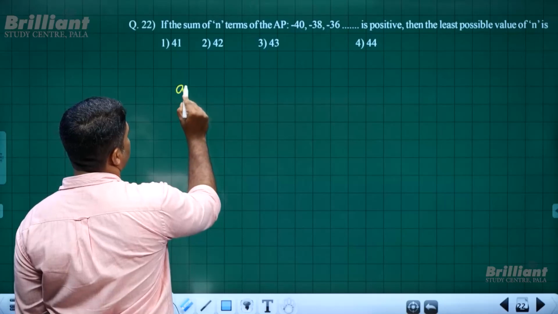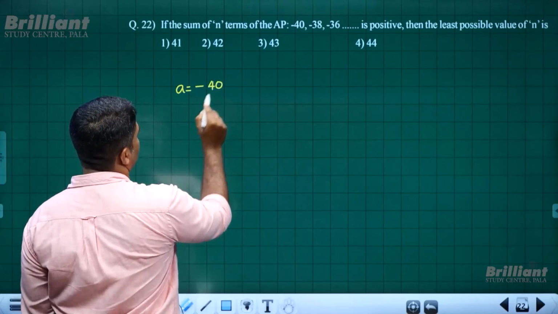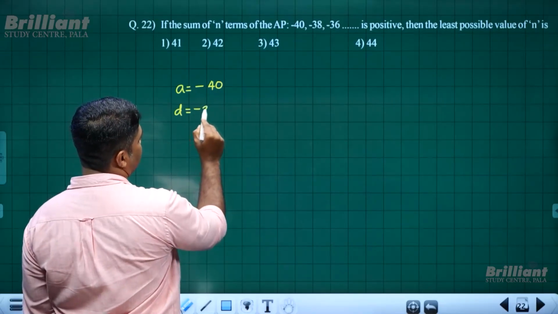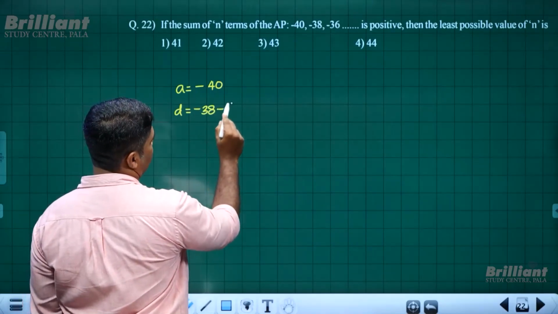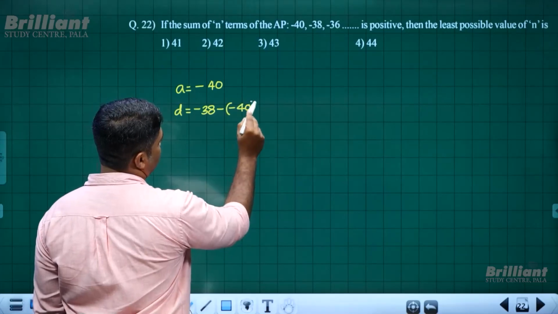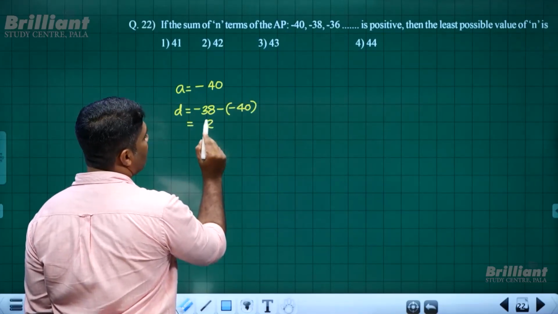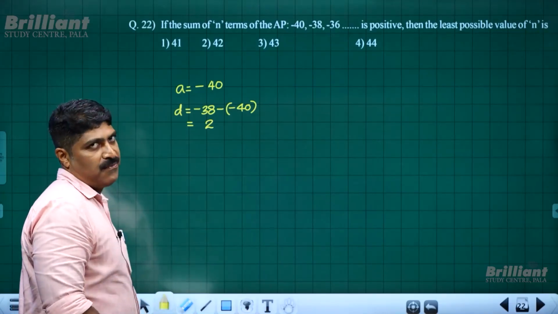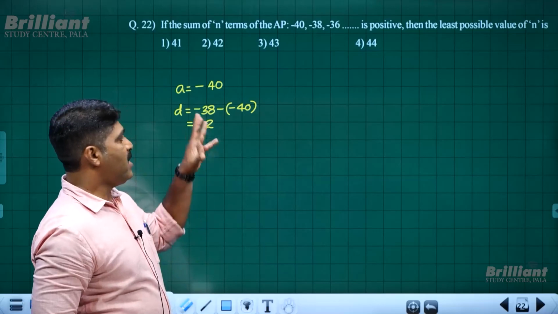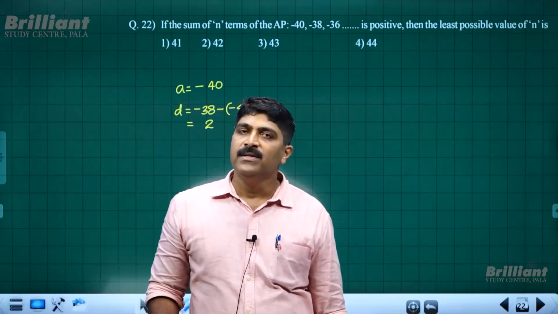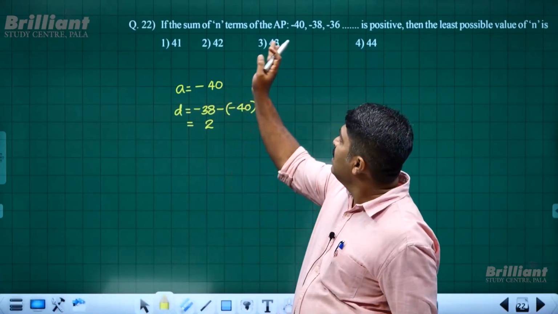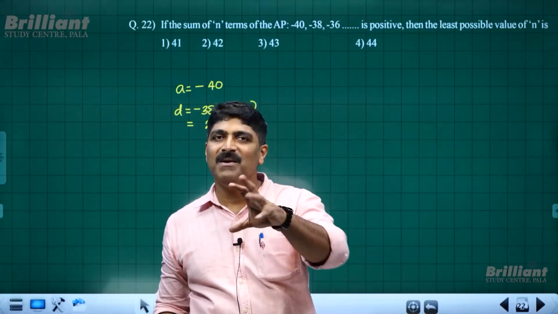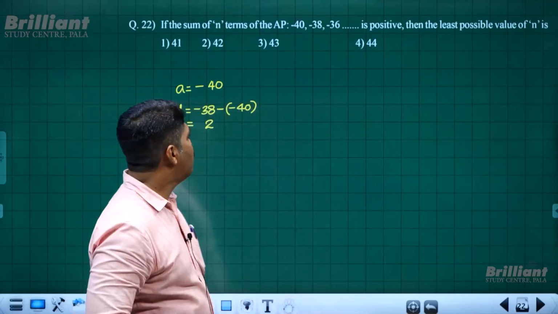Therefore, what is the first term of this AP? That is minus 40. And what is the common difference here? The common difference is the second term minus the first term, minus 38 minus minus 40, so that is equal to 2. Instead of doing the operations like this, you don't want to be too conventional for finding these values. Only for explanation purposes, I gave the idea there. Instead, while observing this sequence, you will get the idea that it increases by 2. Therefore, that is the common difference. So here the common difference is 2.